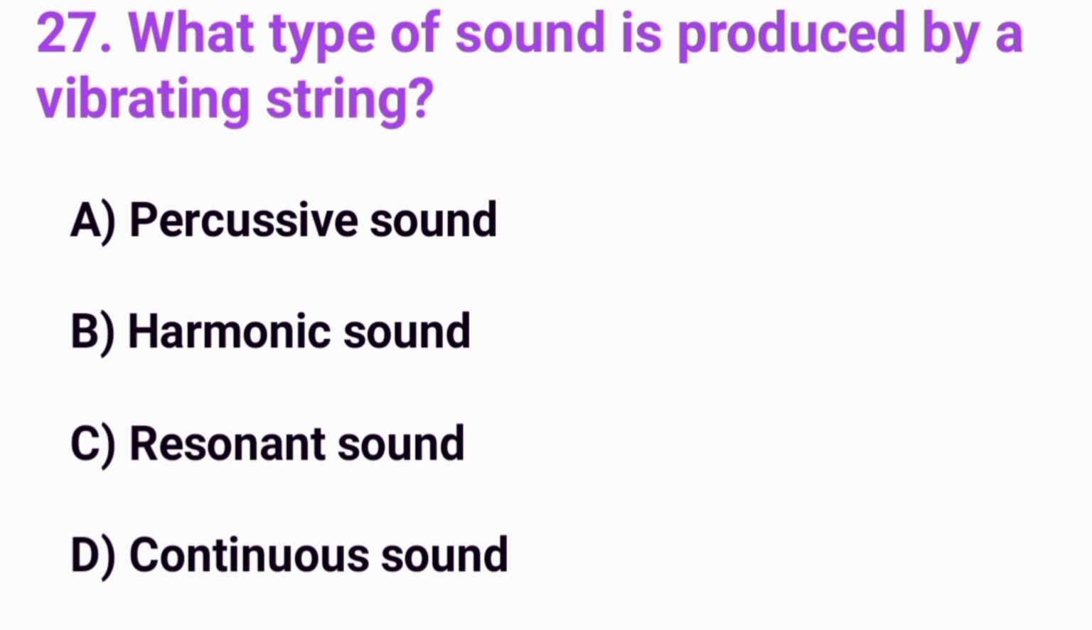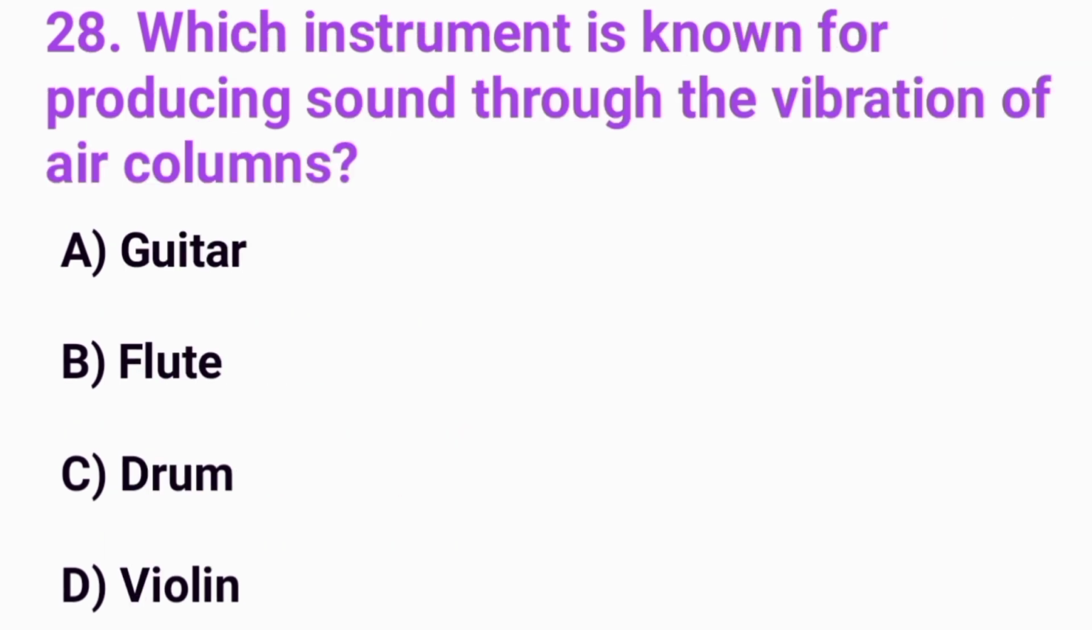Question number 27. What type of sound is produced by a vibrating string? The right answer is option B, harmonic sound. Question number 28. Which instrument is known for producing sound through the vibration of air columns? The right answer is option B, flute.